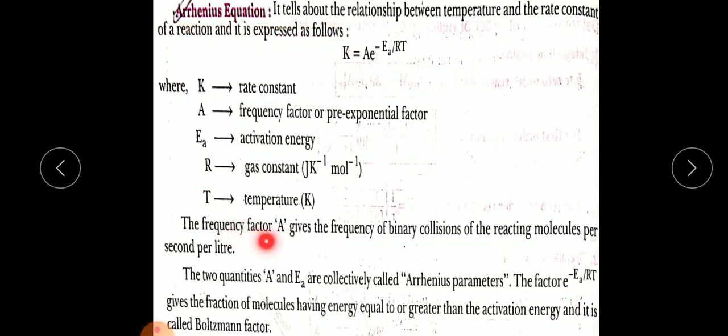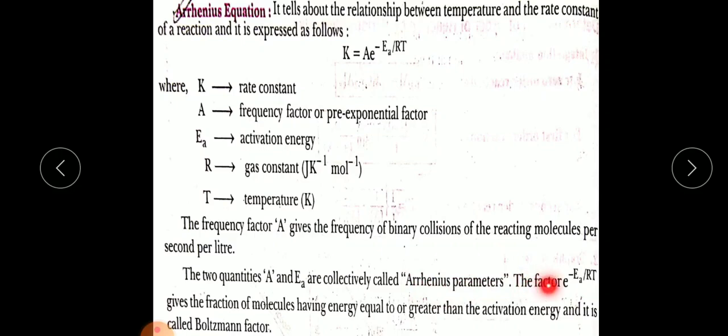The frequency factor A gives the frequency of binary collisions of the reacting molecules per second per liter. The two quantities A and Ea are collectively called Arrhenius parameters. So when you have A and Ea, they are called Arrhenius parameters.